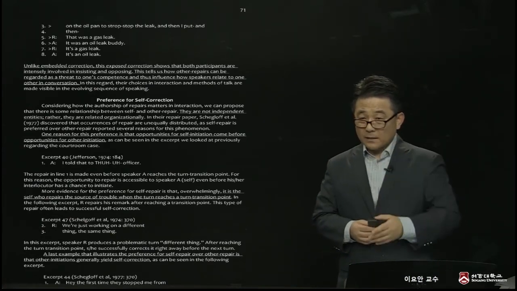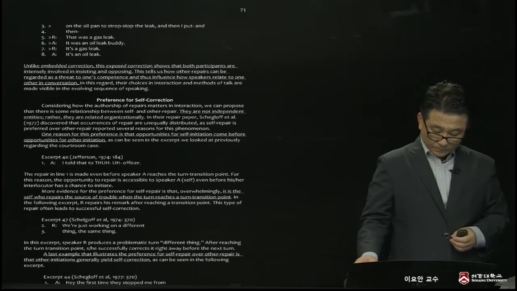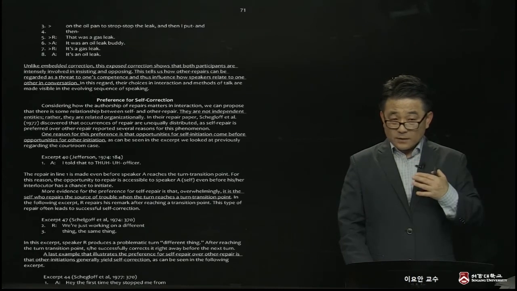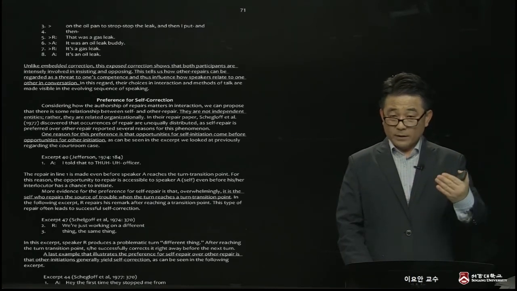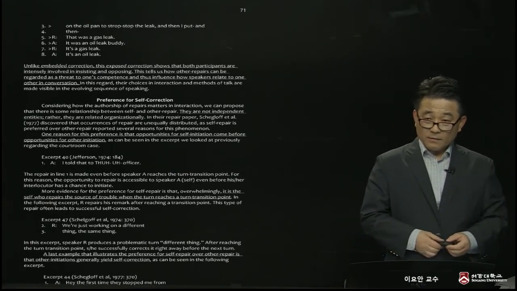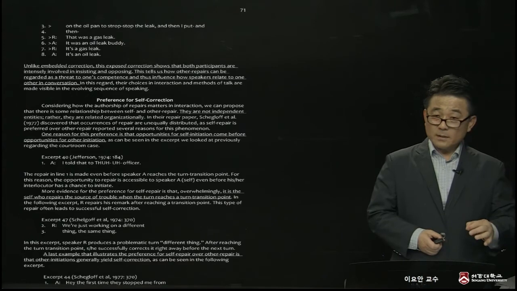So let's read that part. Unlike embedded corrections, this exposed correction shows that both participants are intensely involved in insisting and opposing. This tells us how other repair can be regarded as a threat to one's competence and thus influence how speakers relate to one another in conversation. Okay? So that tells us that maybe self-correction is preferred over other correction. In fact, statistically speaking, a lot of self-corrections are done, and other corrections are relatively rare.